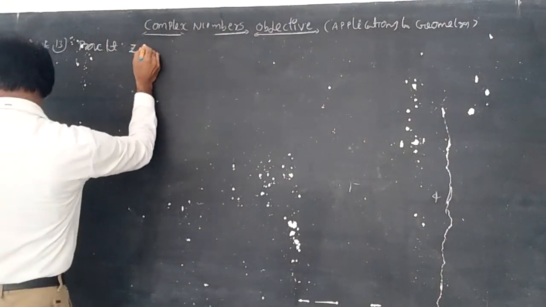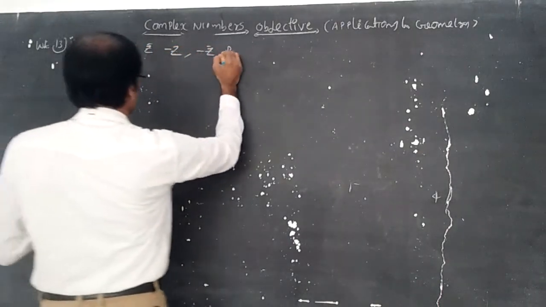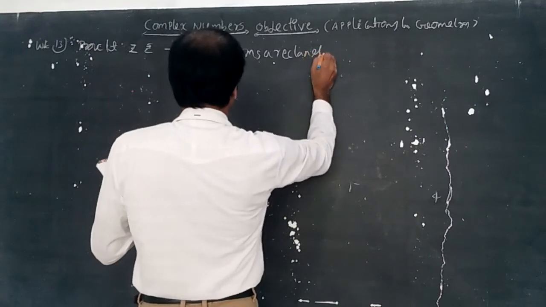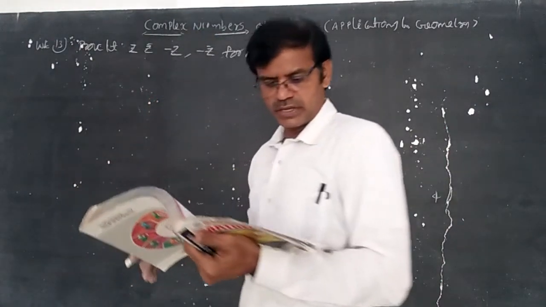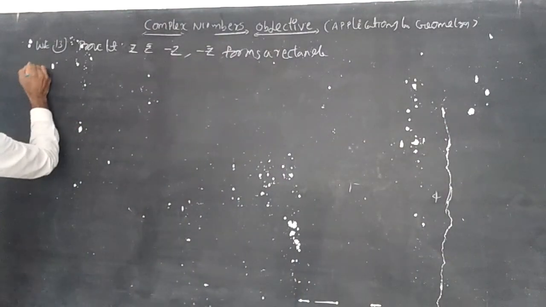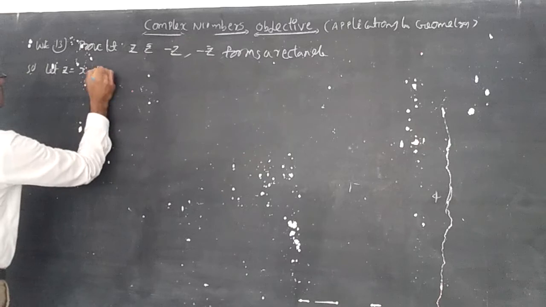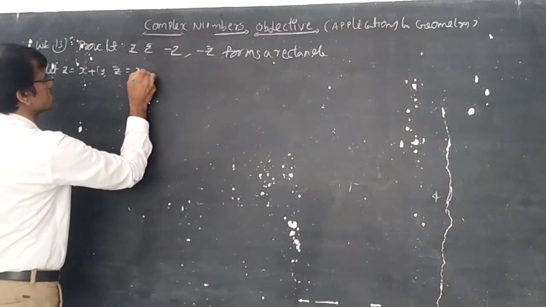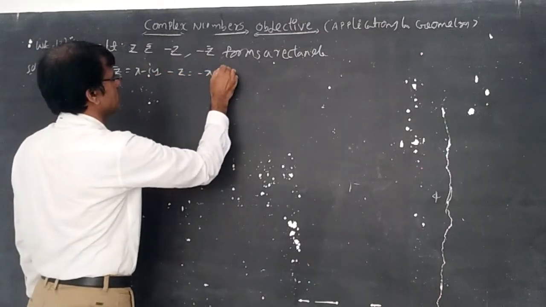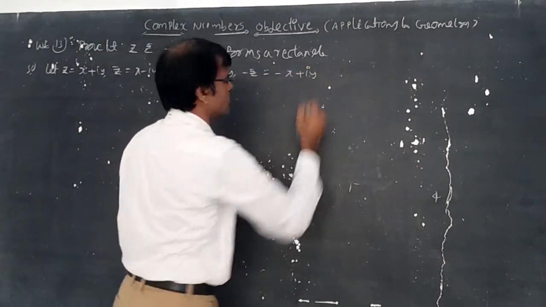Prove that z, z bar, minus z, minus z bar forms a rectangle. Now let z equal x plus iy, z bar equal x minus iy, minus z equal minus x minus iy, and minus z bar equal minus x plus iy.